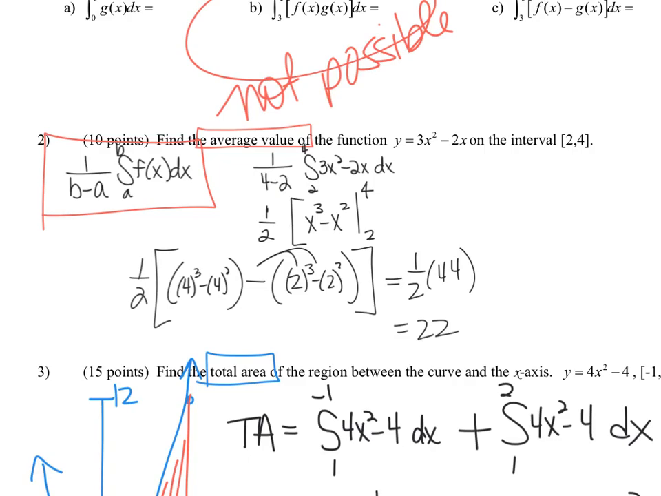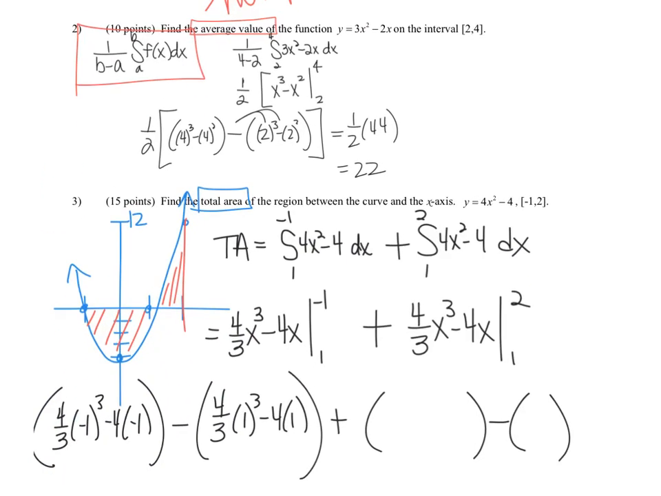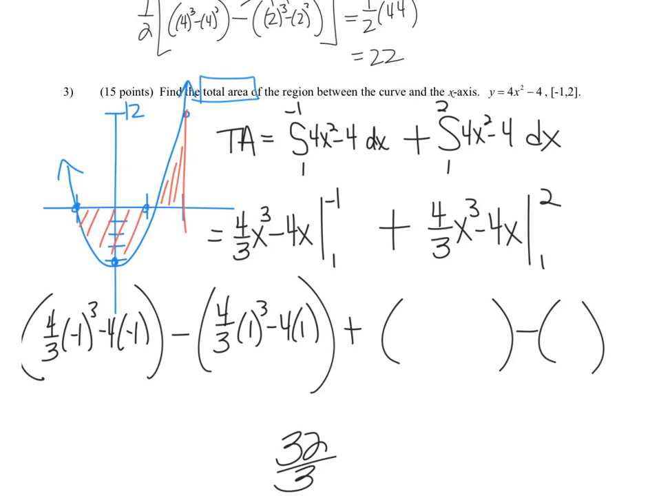And then finally on number 3, it said to find the total area. So one of the first things I was looking for was this graph. And then because this area is below the x-axis, I flipped it. Instead of doing -1 to 1, we do 1 to -1 for our integral. This area is above the x-axis, so it stays the integral from 1 to 2. Again, to evaluate an integral, take the antiderivative and evaluate top minus bottom. Notice we have top minus bottom in parentheses plus top minus bottom. Be very careful with that.